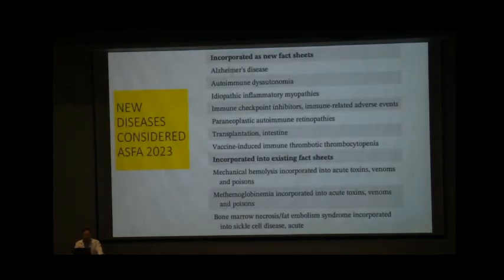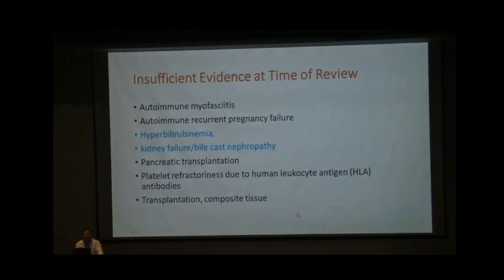We can see the new fact sheets incorporated: Alzheimer disease, autoimmune dysautonomia, idiopathic inflammatory myopathies, immune checkpoint inhibitors, paraneoplastic autoimmune retinopathies, transplantation of the intestine, which is of our importance, and vaccine-induced immune thrombotic thrombocytopenia. Mechanical hemolysis and methemoglobinemia are incorporated into the acute toxin, venoms and poisoning fact sheet, and bone marrow necrosis is incorporated into sickle cell disease, which were previously separate. Some topics with insufficient evidence were also under review at the time. They have not added them in this edition, but they were considered and might be added.